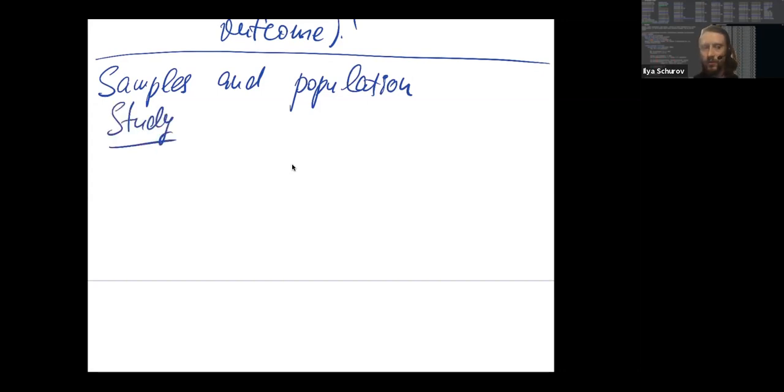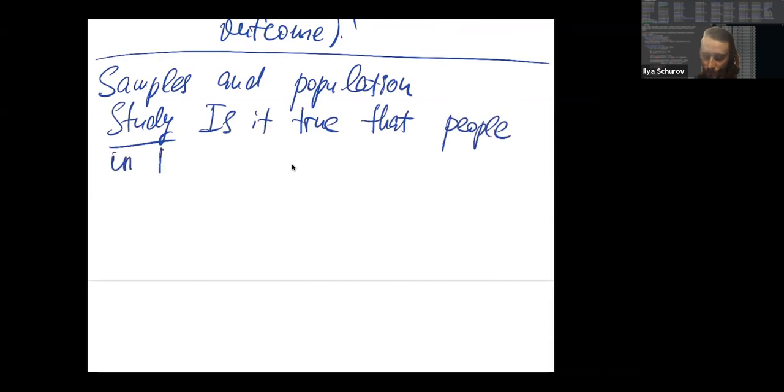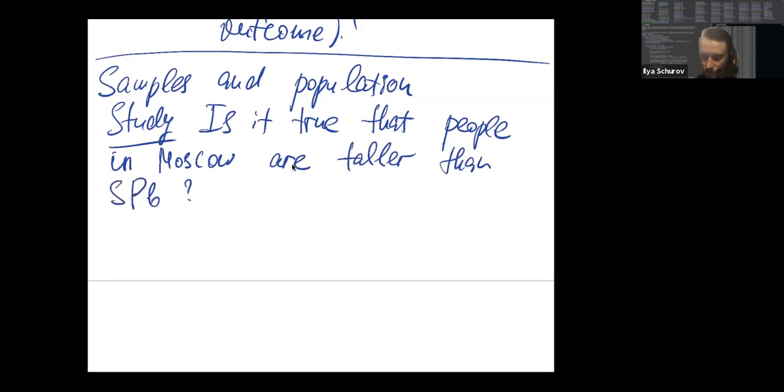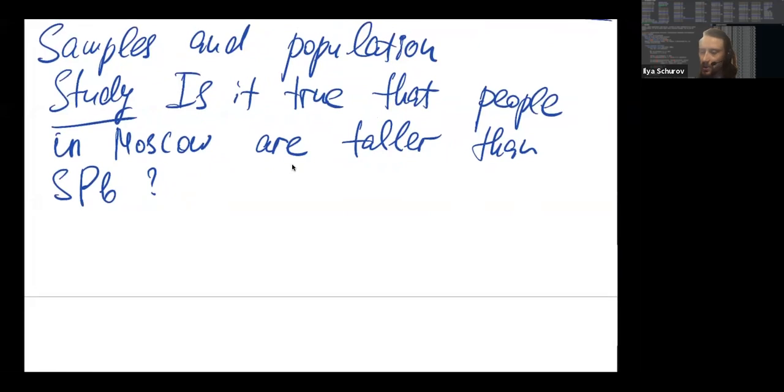Let me assume that I'm interested in some question like, is it true that people in Moscow are, for example, taller than people in some different city, like in St. Petersburg? So is it true that people in Moscow are taller than people in St. Petersburg? So assume that this is the question that I'm interested in.